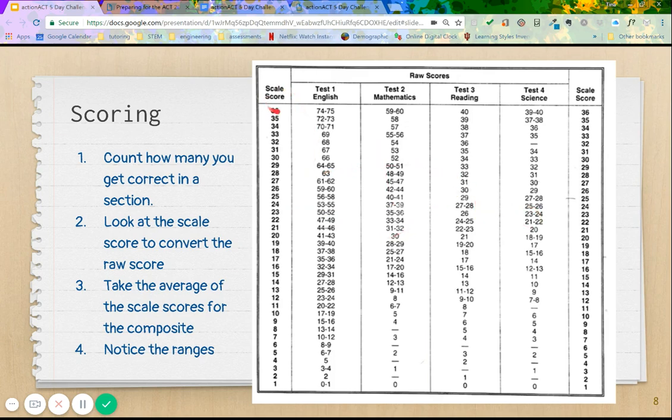So a perfect score is 36. And we talked about getting about half of the questions wrong is a 20. And that was the national average.